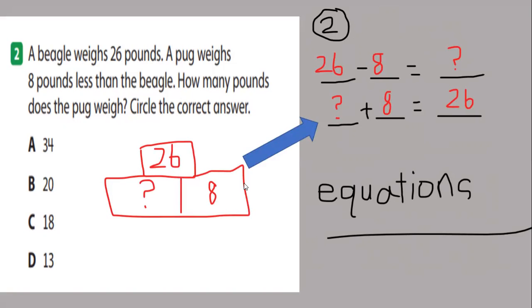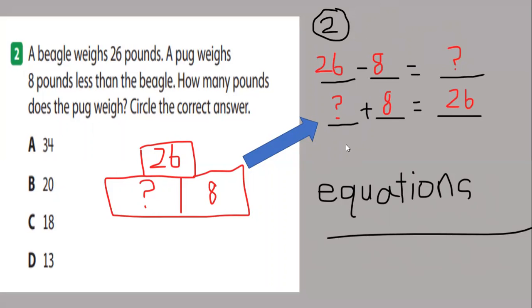So I've rewritten the model here, and we're going to write an addition equation and a subtraction equation. Our subtraction equation, we're going to take the 26 and subtract one of the parts, subtract the information that we know. And that will give us the other part, which is our question mark, our unknown. That's what we're looking for. 26 minus 8 will give us our unknown number. That will tell us how much the pug weighs. 26 pounds that the beagle weighs minus those 8 pounds less that the pug weighs will give us the weight of the pug.